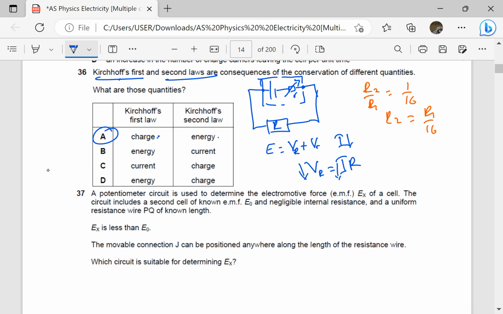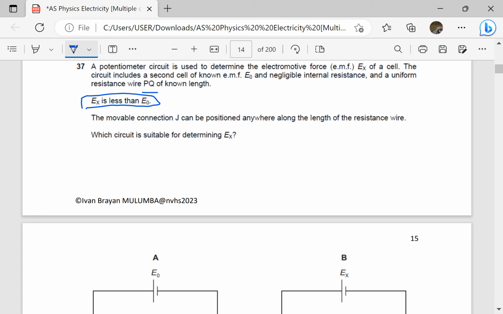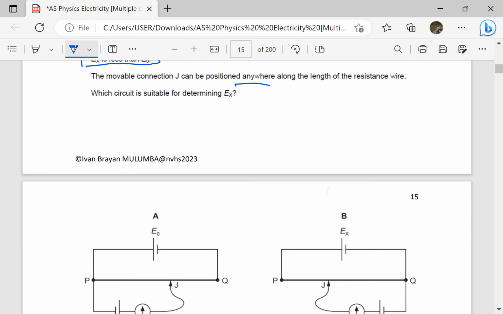A potentiometer circuit is used to determine the e.m.f. EX of a cell. The circuit includes a second cell of known e.m.f. E0, of negligible internal resistance, and a uniform resistance wire PQ of known length. EX is less than E0. Let's check the diagram. The movable connection J can be positioned anywhere along the length of the resistance wire. Which circuit is suitable for determining EX?